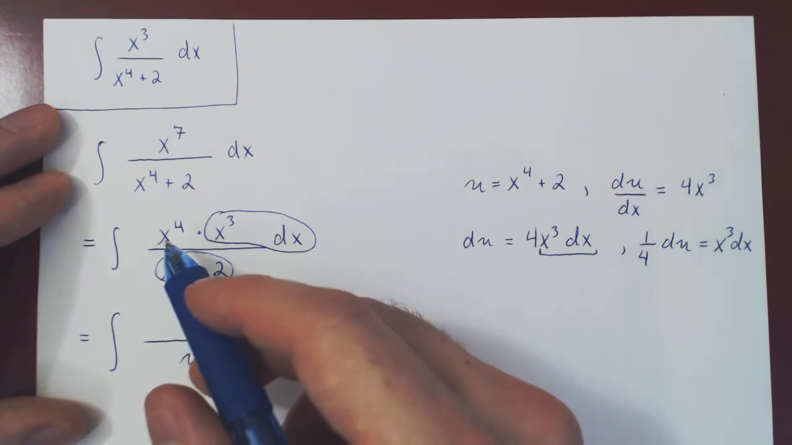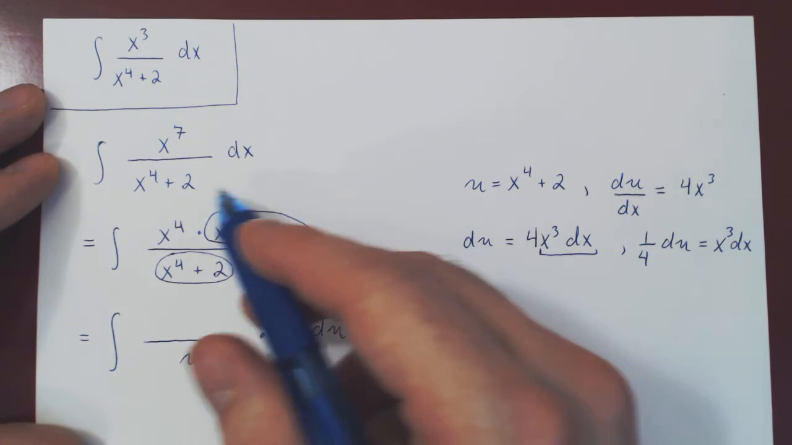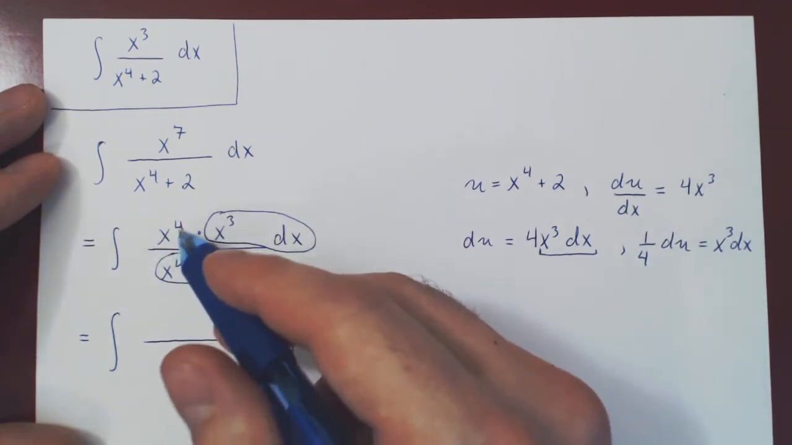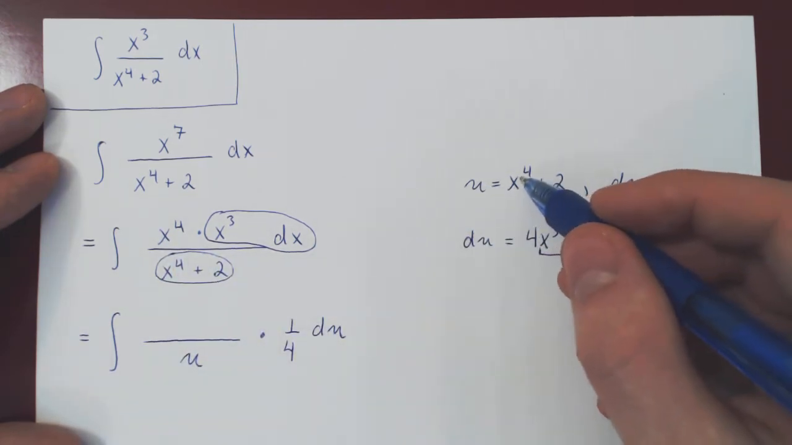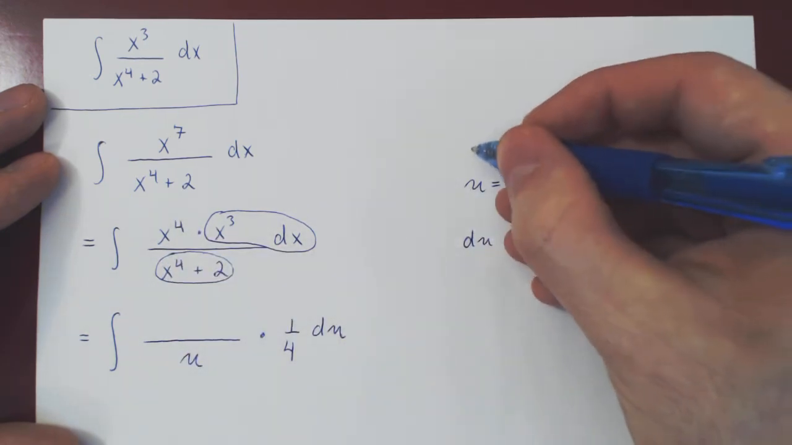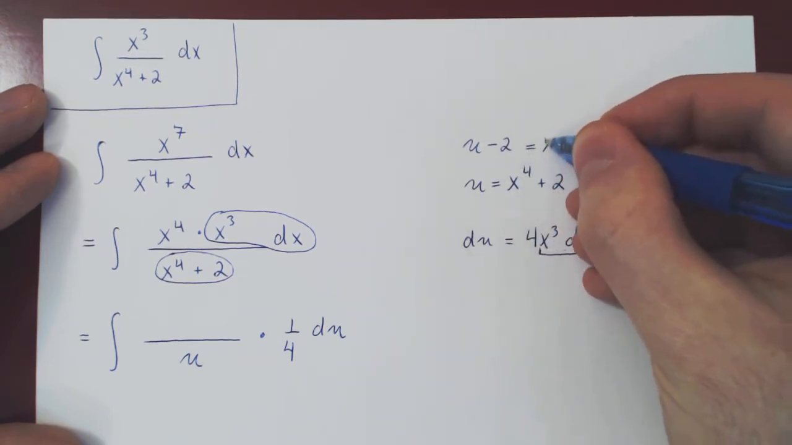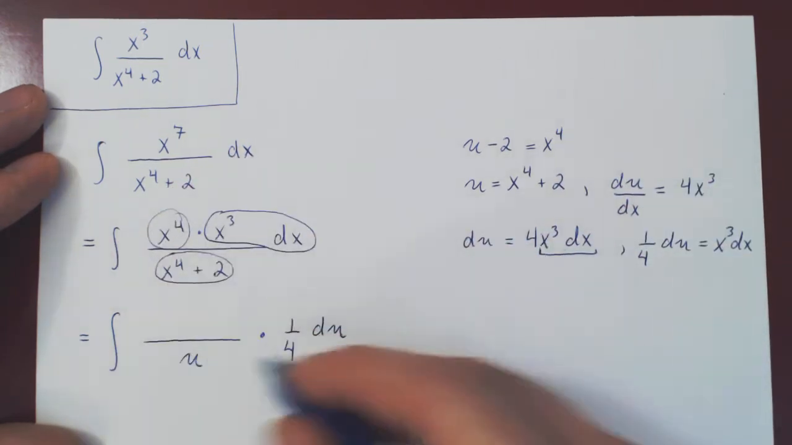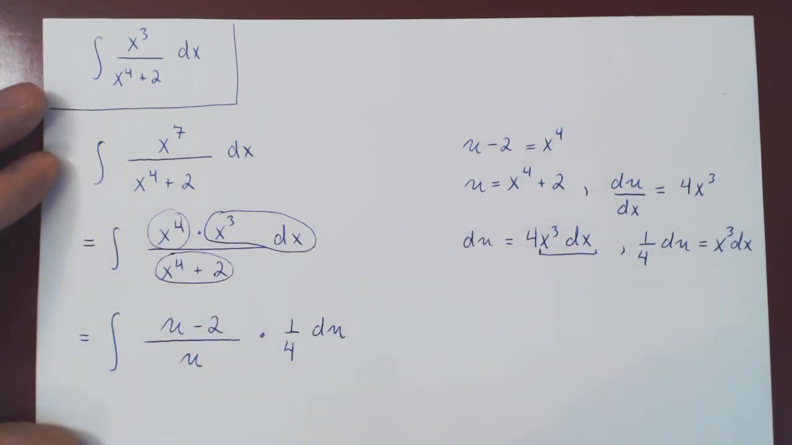The difference from before is that we have an x to the 4 left over. And if you think of it, everything in terms of x must be changed to something in terms of u. Well, what is x to the 4 in terms of u? If u is x to the 4 plus 2, we can isolate x to the 4 simply by subtracting 2 on both sides. And so u minus 2 will be x to the 4. And now we can replace x to the 4 by u minus 2. And now we're good to go.